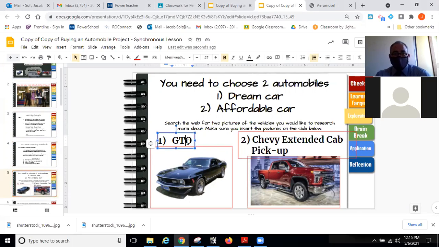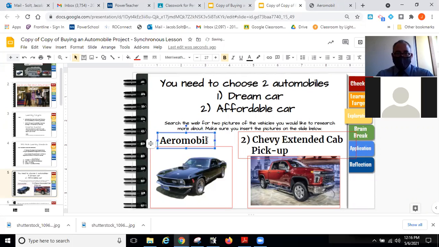I am going to just get rid of this GTO thing. And I am going to pick a new car. The car I'm going to pick is, no one can pick this now, just like no one can pick the GTO. But I'm just going to show you how to power through this. I'm going to pick the Aeromobile 4. All right, Aeromobile 4. So I'm changing the GTO.